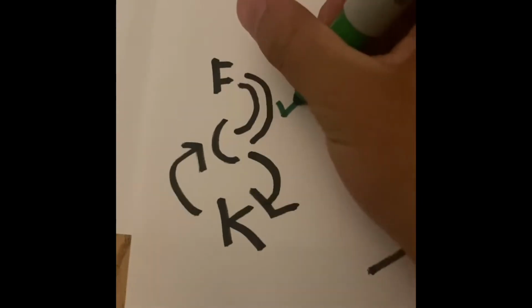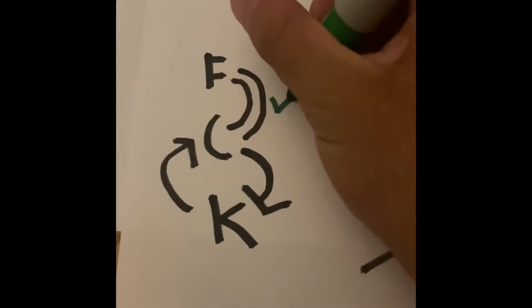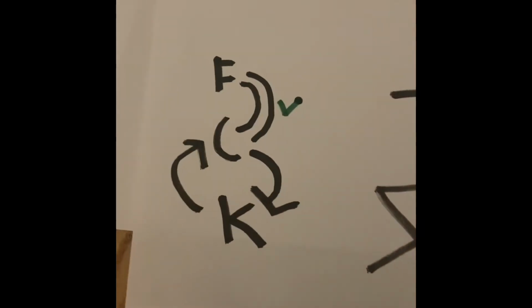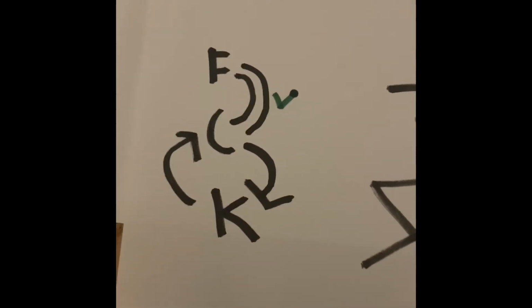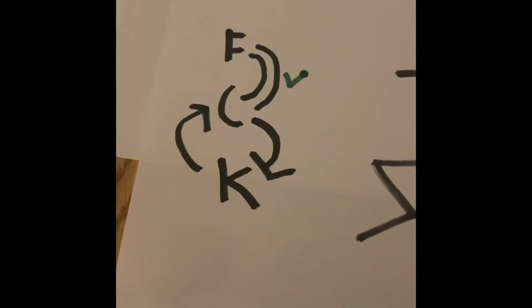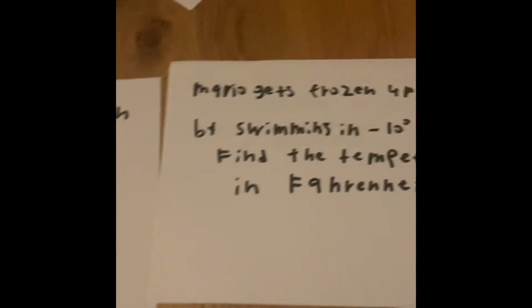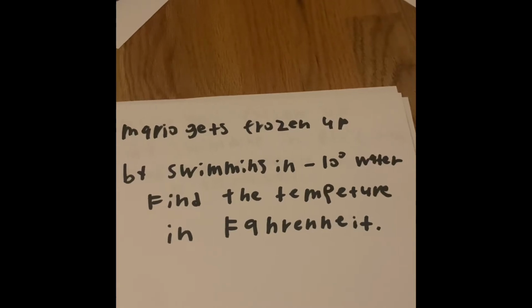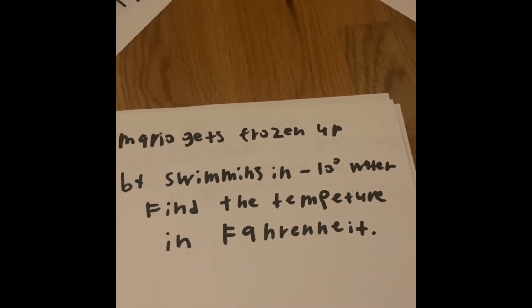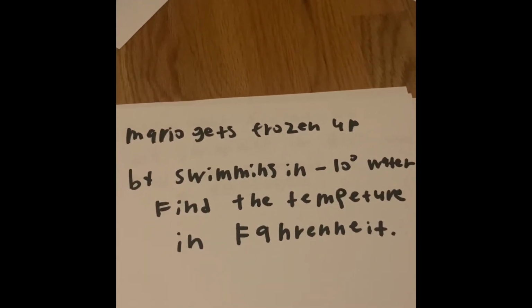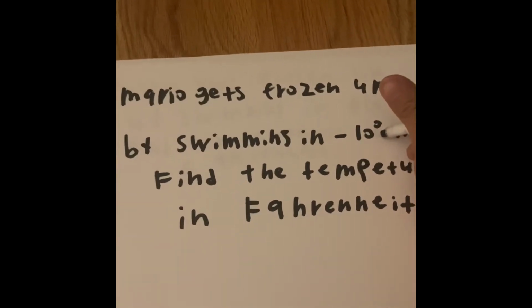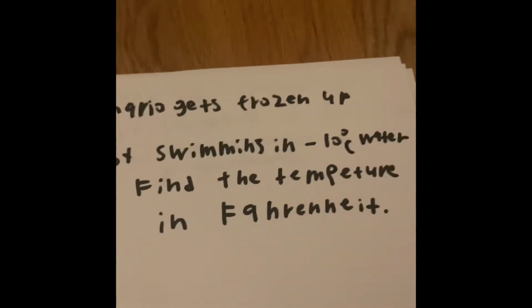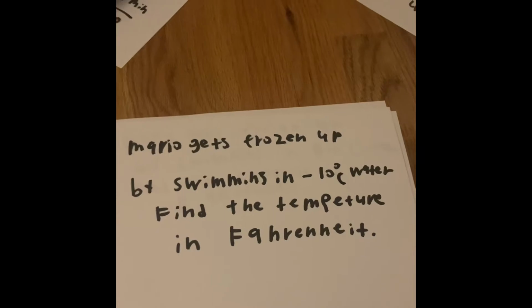But how do we get from Celsius back to Fahrenheit? Well, there is another problem that we're gonna look at. Okay, this time, Mario gets frozen up by swimming in negative 10 degrees Celsius water. So the water's temperature is negative 10 degrees Celsius. Find the temperature in Fahrenheit.